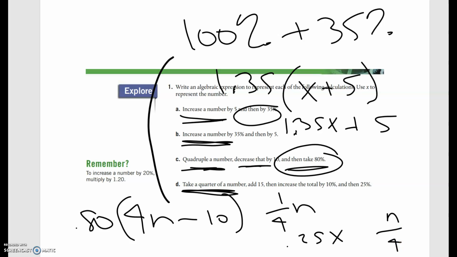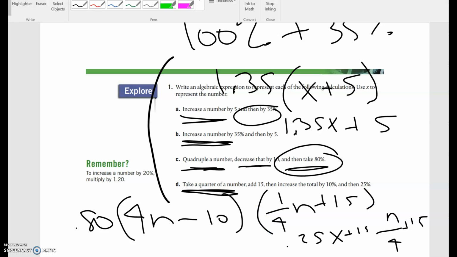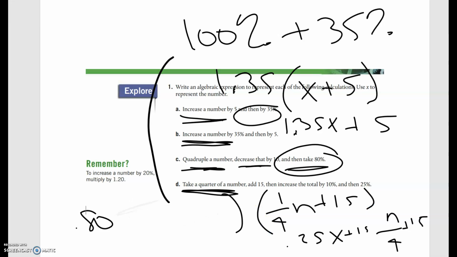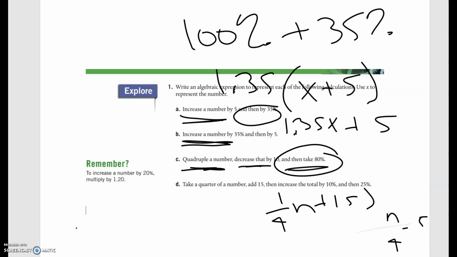All right, add 15. Okay, so I'm just going to stick with this first one. Add 15. You could add 15 here, I guess. Add 15 there. All right, and let's see. Add 15. Then increase the total by 10%. So if I'm increasing the total by 10%, then I do want 110%. So I'm going to erase some of this other stuff here so that I have more space to write. All right, so I do want to increase this total by 10%. So I do want 110% of it.